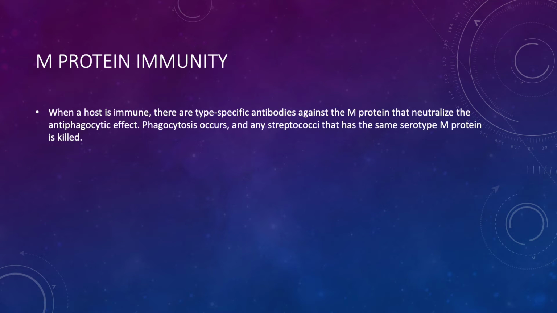M protein immunity. When a host is immune, there are type-specific antibodies against the M protein that can neutralize its anti-phagocytic effect. Phagocytosis then occurs, and any streptococci that have the same serotype M protein are killed.